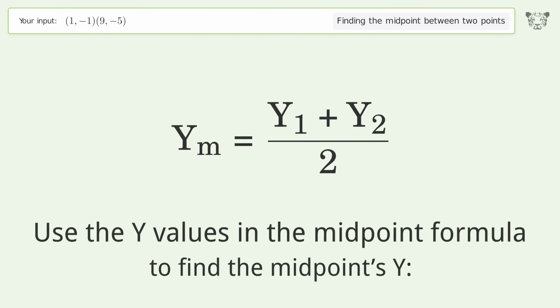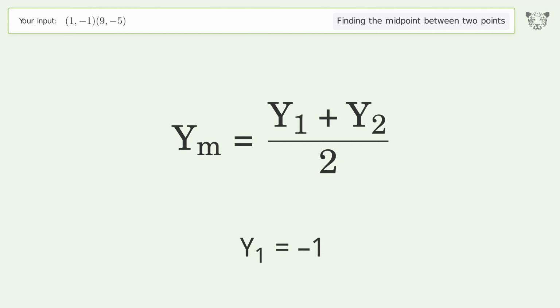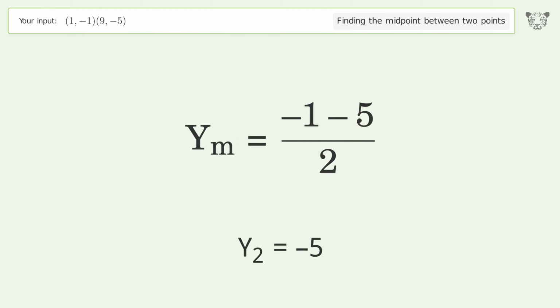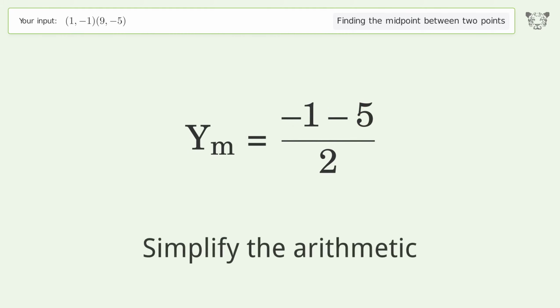Use the y values in the midpoint formula to find the midpoints y. y1 equals -1. y2 equals -5. Simplify the arithmetic.